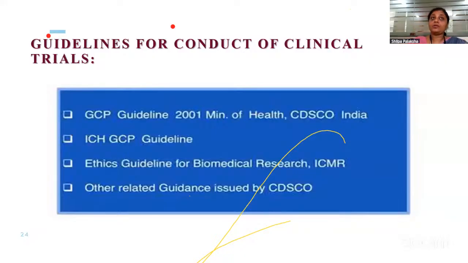Everything will be mentioned in the ICH GCP guide, which requires SOPs to conduct a clinical trial, SOPs to document, SOPs for destruction, SOPs for archival. Everything will be given, and this has to be followed very, very rigorously.